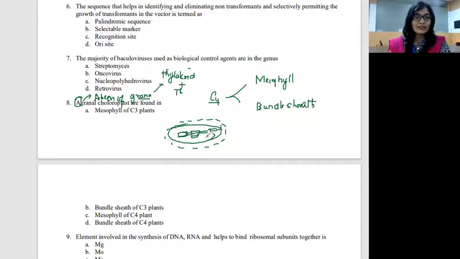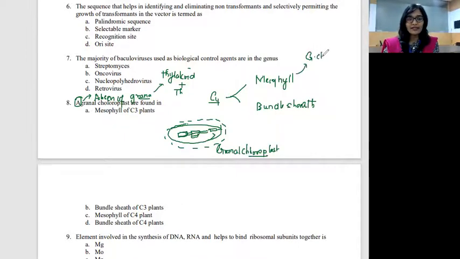Yes. And listen. So if they are present, this is a granal chloroplast, because the grana is present, right? Suppose if the grana is not present, then they are agranal. So granal chloroplasts are actually present in mesophyll cells.